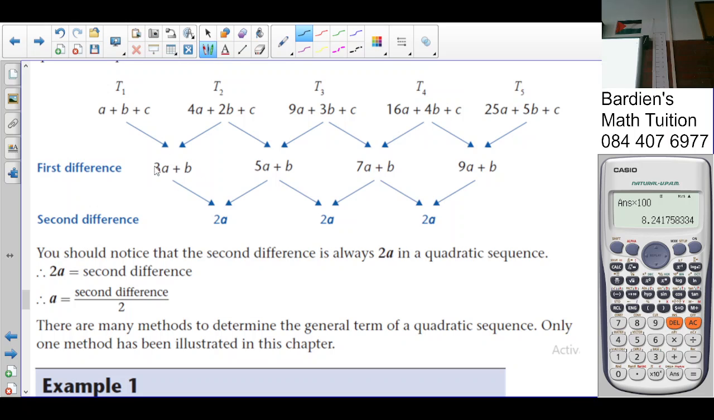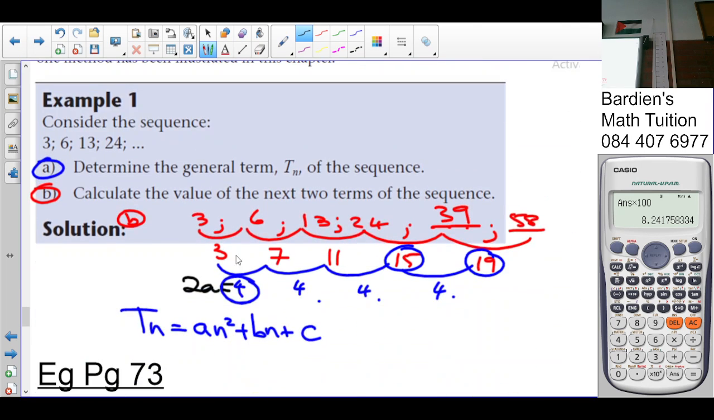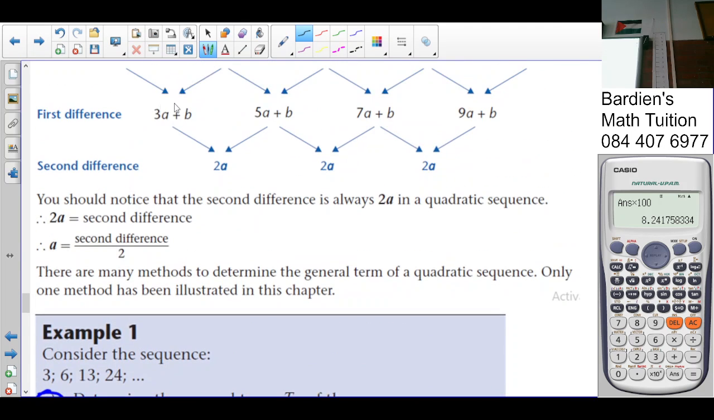3a plus b. Can you see that, people? On 3a's place we have that 3. So on the side here I write 3a plus b. You all see that, people? On 3's place we had 3a plus b.